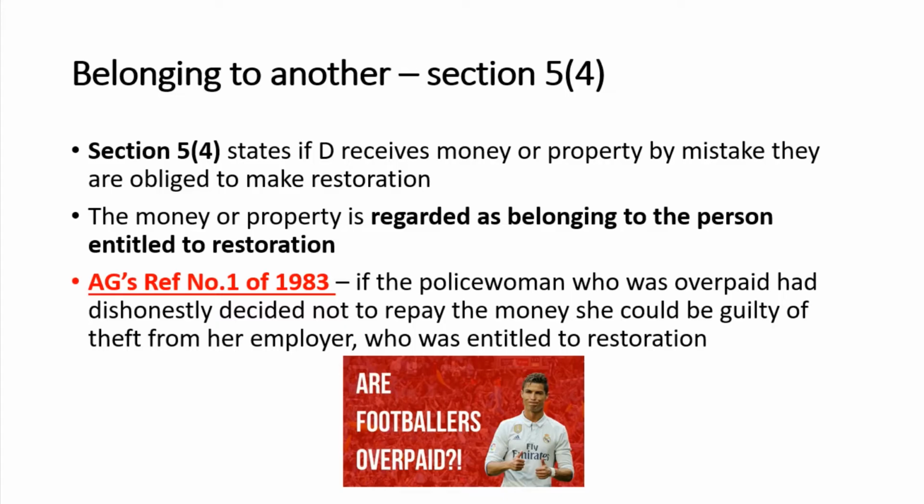So it's not just an employer that this section might apply to. It could apply to being overpaid in a shop or being given a better model, say, of a phone in a shop by mistake. If any property is received by mistake or money, then it is regarded as belonging to the person who made the mistake, which is the person entitled to restoration. So that completes looking at actus reus. Now we need to look at dishonesty.